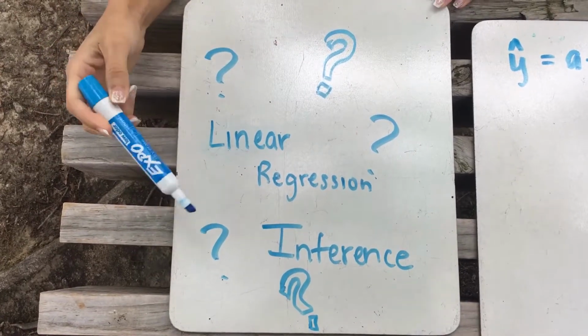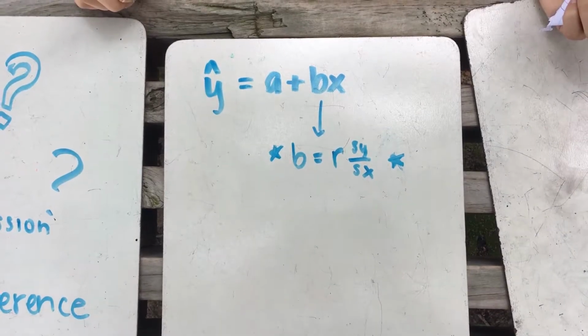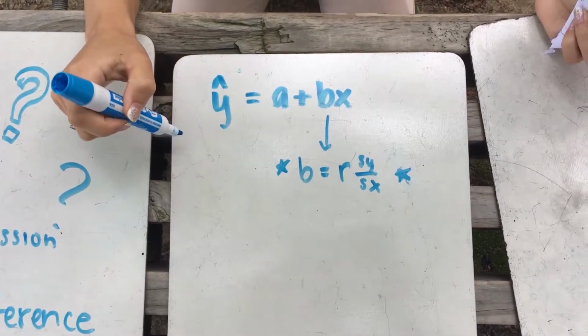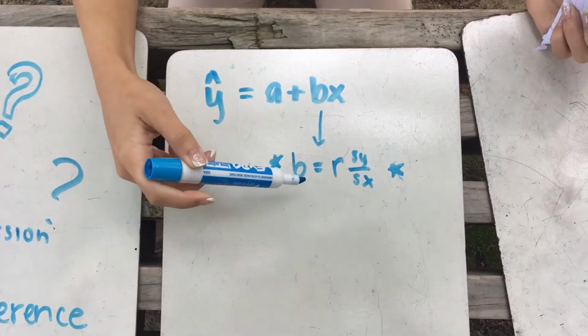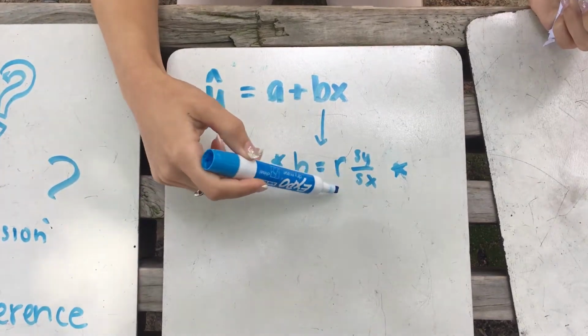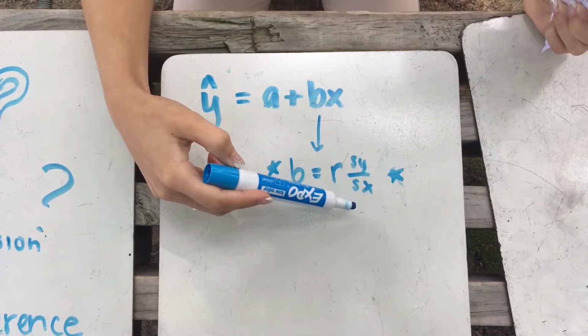Alright, how do we solve linear regression inferences? So the basic relationship between y and x can be denoted through y hat equals a plus bx. B is your slope, and its relationship with r can be explained by this equation. B equals r times the standard deviation of y over the standard deviation of x.